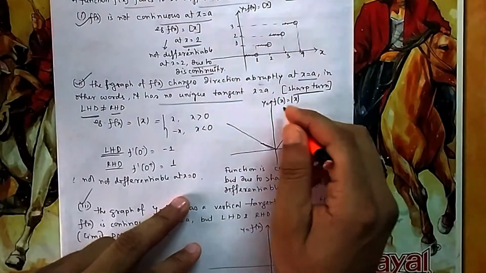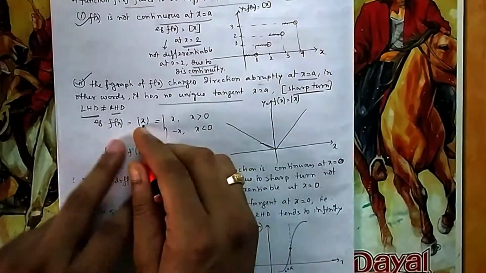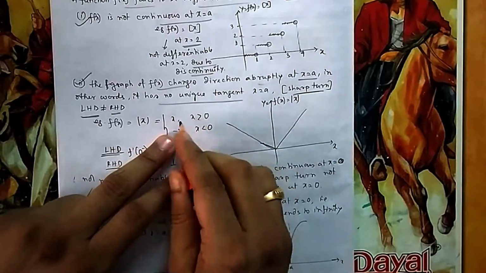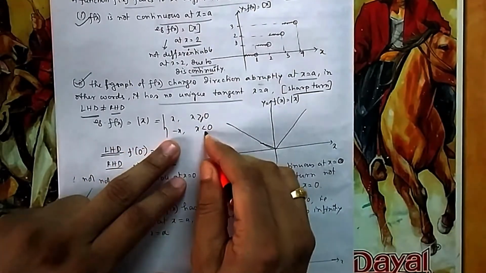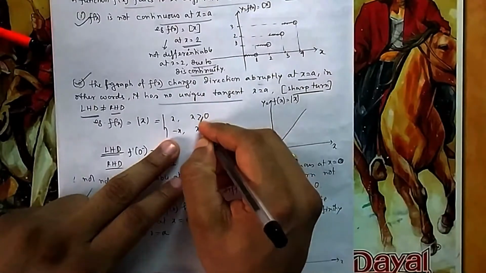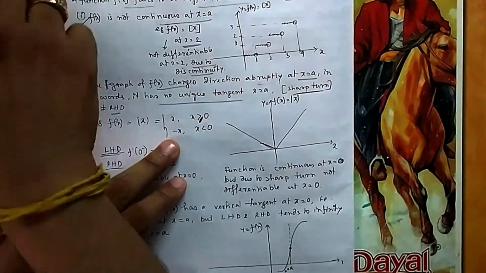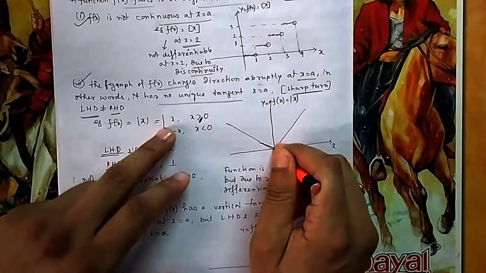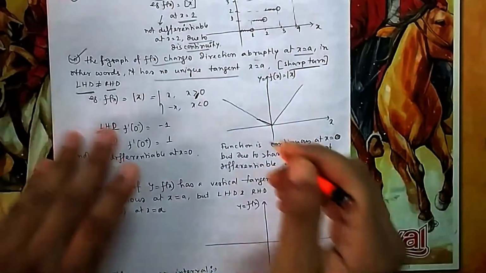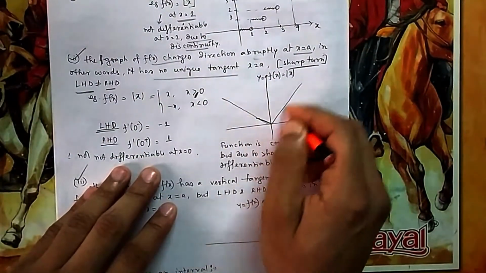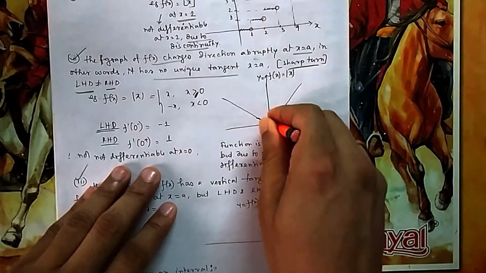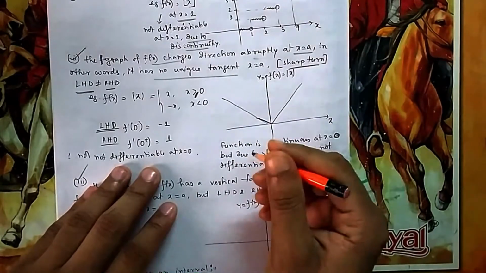You can see one example, f(x) equal to mod x, suppose. So mod x we can break it: for x greater than or equal to 0 it is x, for x less than 0 it is minus x. You can give the equal to here or there, anywhere, because at 0 it is 0 and 0 plus or minus doesn't make any difference. So this is the graph. Now you can see there is a sharp turn, due to which if you want to take differentiation at 0, it will not be differentiable.